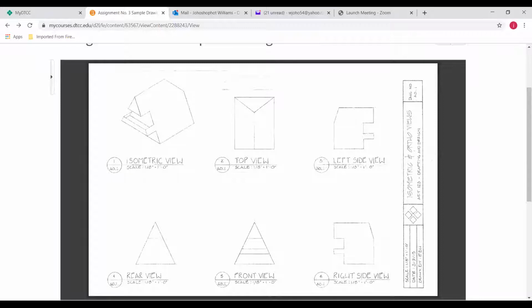Hey, Mr. W. Do all drawings have an outline, same as that one? Like what we're looking at right now. Do all drawings have that? When you say outline, I'm not quite sure what you mean. Like what we're looking at right now, like all the views. Yeah, this is the sample drawing. This is indicating to you how your final drawing should look in terms of composition. All right. Thank you.